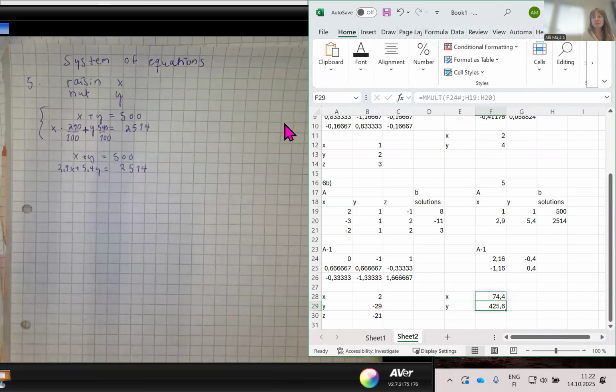So it's pretty, it's also easy otherwise, but it's also pretty easy with Excel, yes.